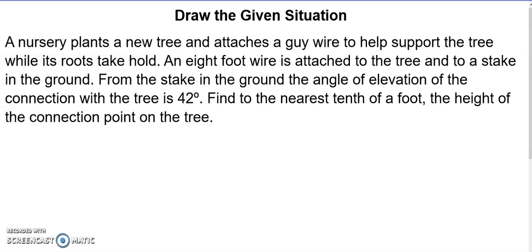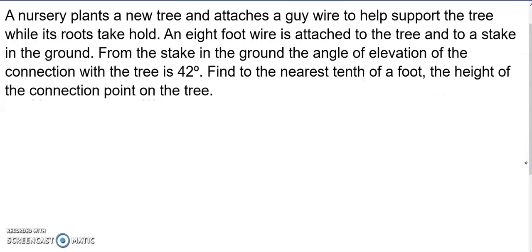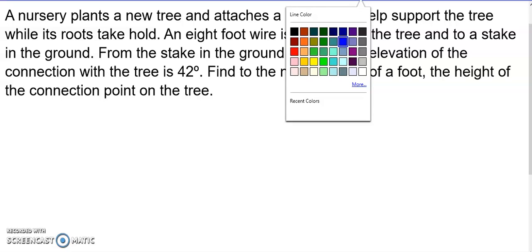Alrighty, I read it. I know what I'm trying to find. I'm trying to find how high up the tree the guy wire goes. Now I'm going to draw what it says. So in this situation, it says a nursery plants a new tree. So I am going to draw a tree.